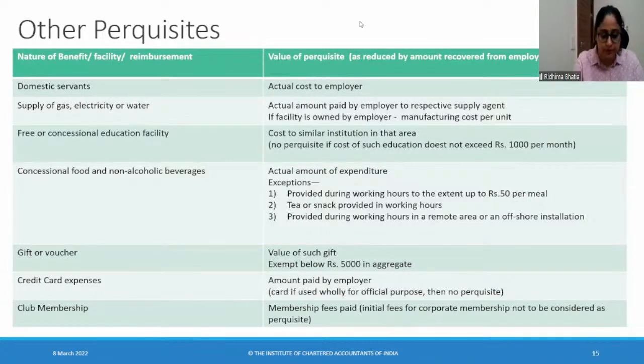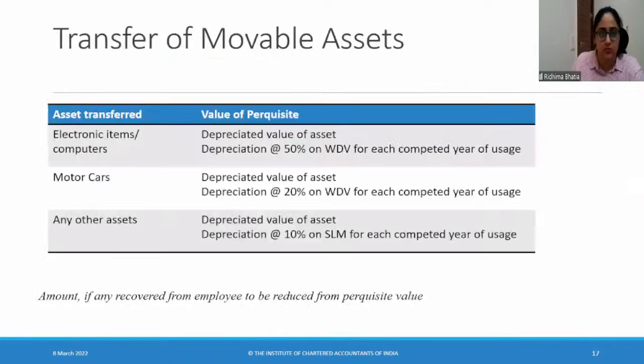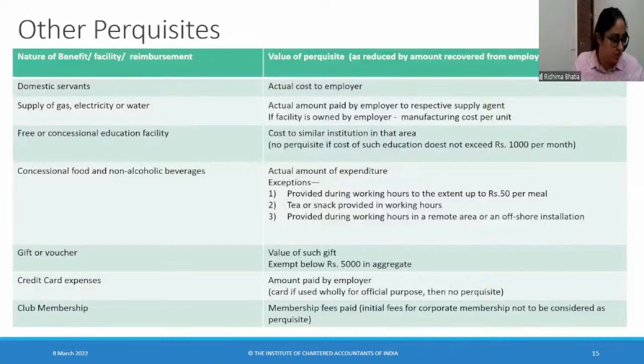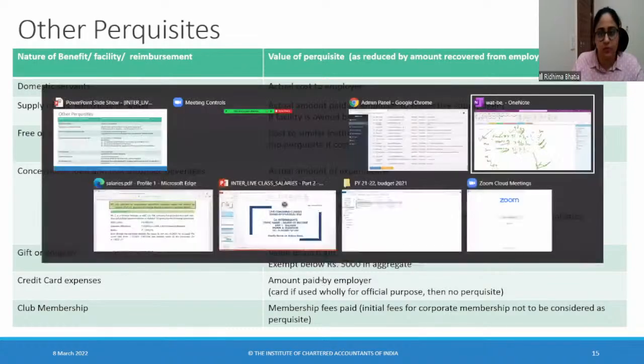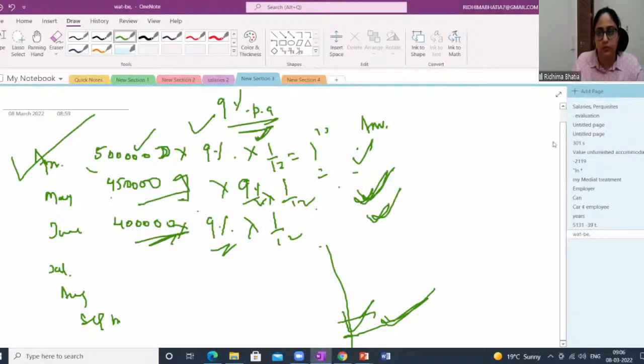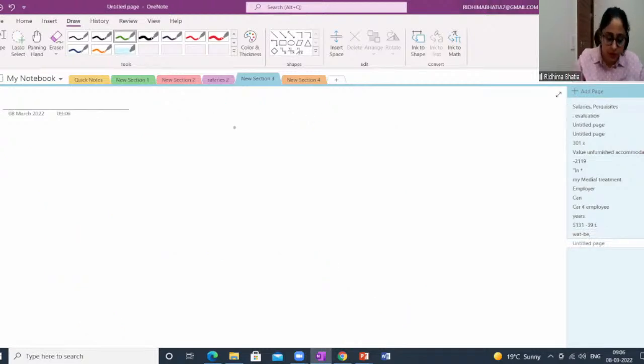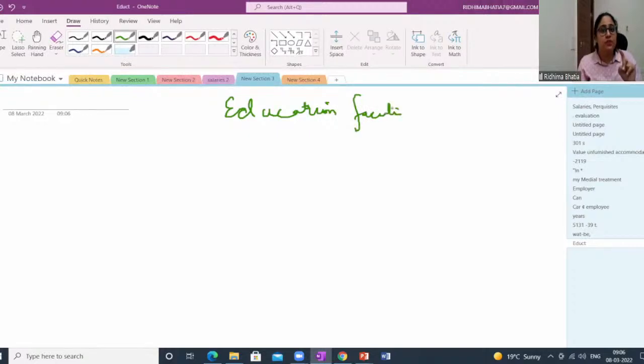Iska let me tell you. Educational facility. So simple sa thing hai. Education facility means this is not education allowance. Children education allowance to alag hua, right? Please student dhyan se, I'm saying, in the question see whether it is facility or reimbursement. If facility or reimbursement word is used, it would be perquisite. If it is an allowance, it would be taxable based on section 10, if any exemption is given.